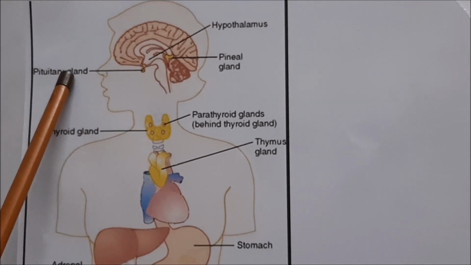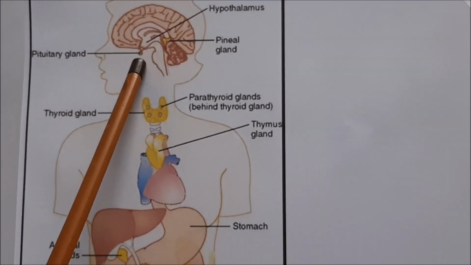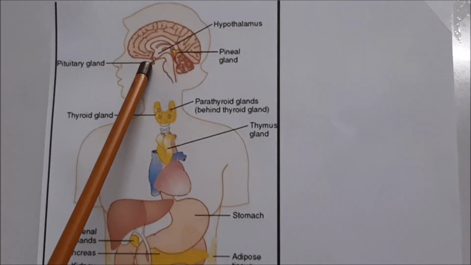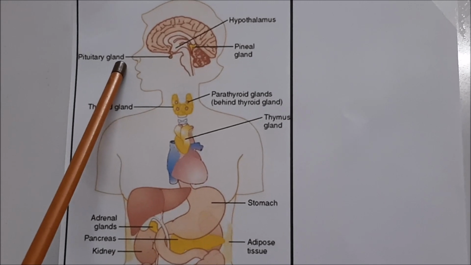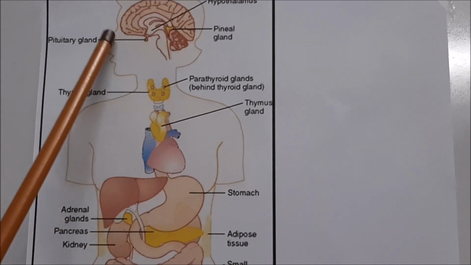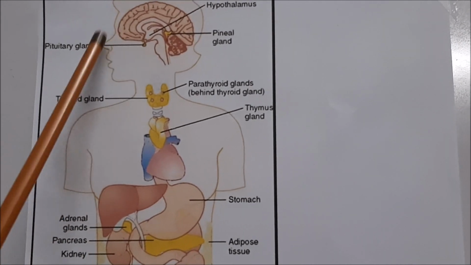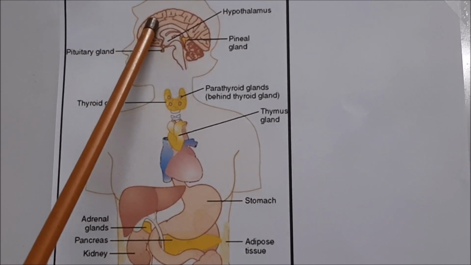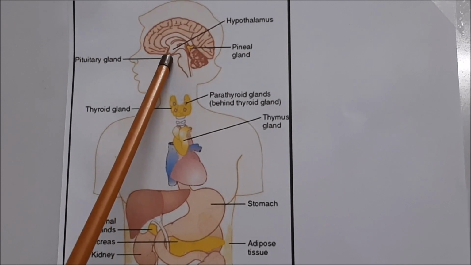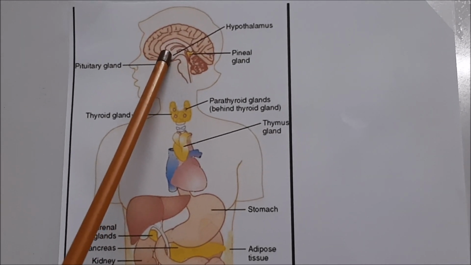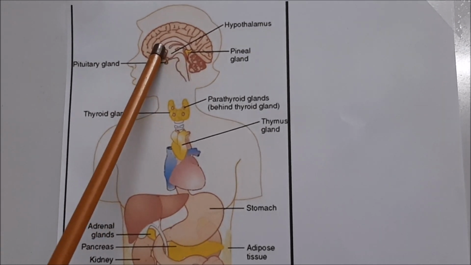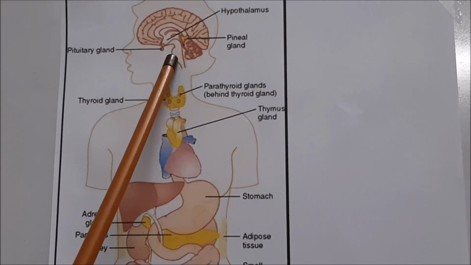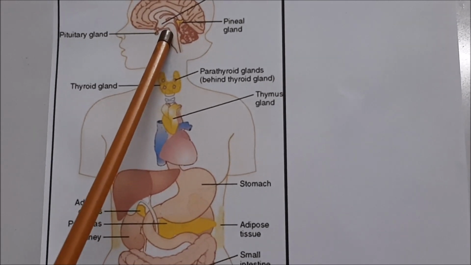Now, what are the hormones of the anterior pituitary? One is growth hormone, another is thyroid stimulating hormone, adrenocorticotropic hormone, luteinizing hormone, follicle stimulating hormone, and prolactin. All 6 hormones are chemically peptides.